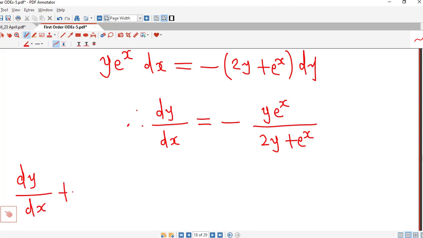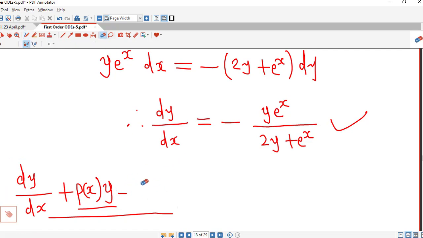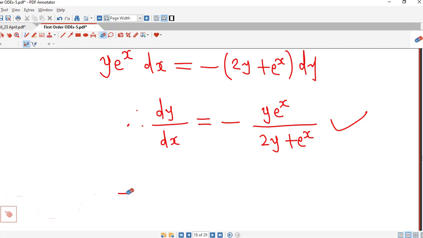We recall that a differential equation is linear with y as dependent variable if it is possible to write our differential equation in this form. So if we take this on left hand side, then also it will not be possible to write this equation in this form. So this equation is non-linear if we consider y as dependent variable. So we can try for x as dependent variable.